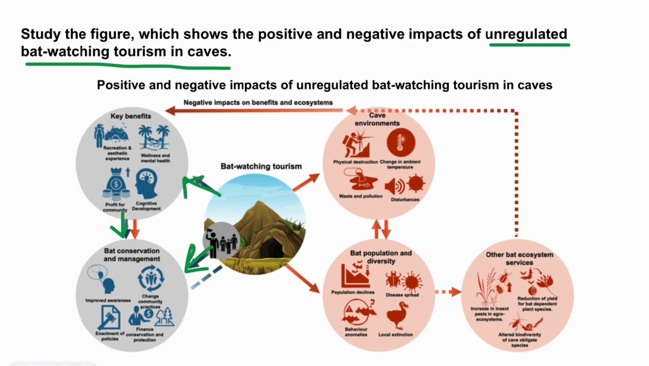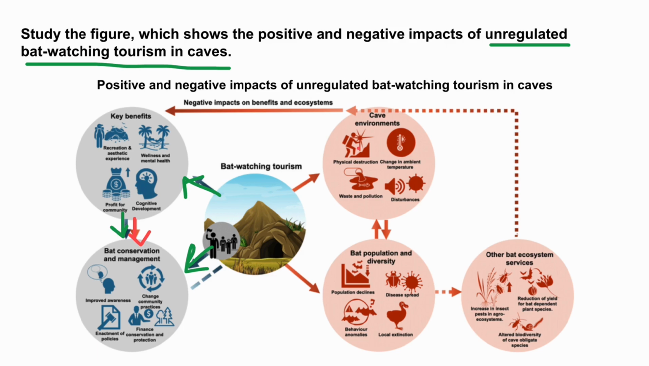But you also see the red color here. Why is it that key benefits lead to negative impacts on bat conservation and management? That is because if you have too much of a good thing, so all these benefits are there, what happens is that too many people are visiting the bat caves. And in terms of conservation and management, as much as you try to regulate this industry, you might find that it is difficult to manage, or it might go beyond control. So that is why benefits leading to bat conservation and management can be a good thing, but if things get out of hand, too many people want this kind of tourism, it could also be a bad thing.